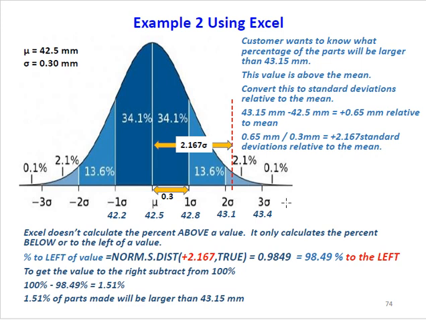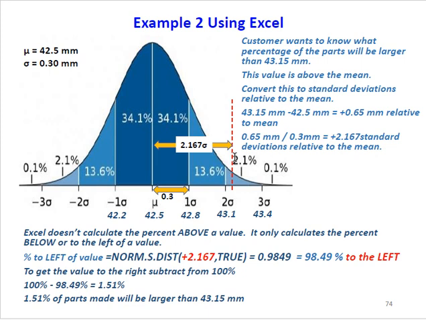First we're going to find the distance from the mean. Your mean is 42.5 and our cutoff is 43.15. So you subtract 42.5 from 43.15 and you get 0.65, divided by your sigma, which is 0.3 this time, so you get 2.167. That's the distance from here to here. So we have 2.167 sigma from the mean to the end of 43.15.